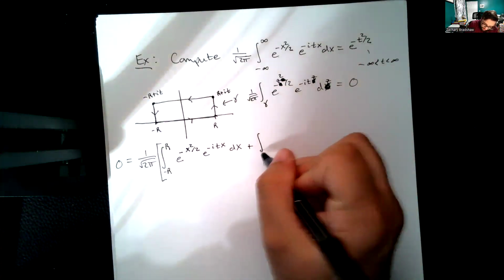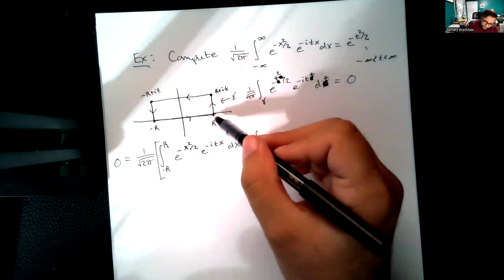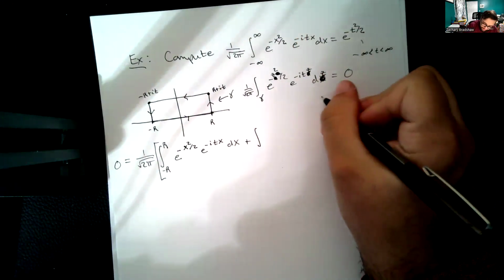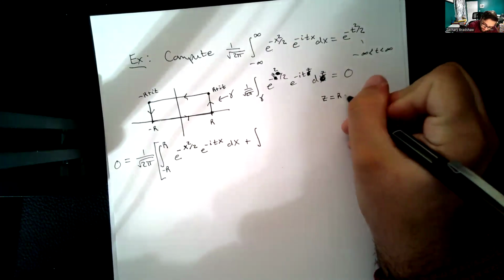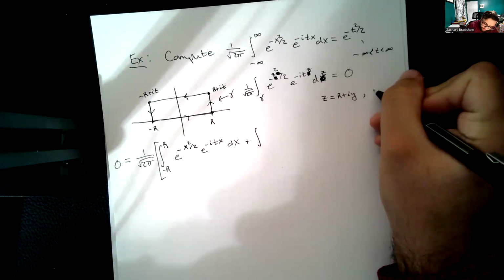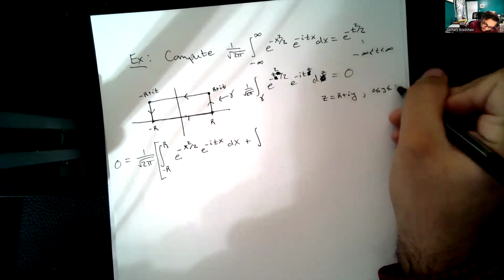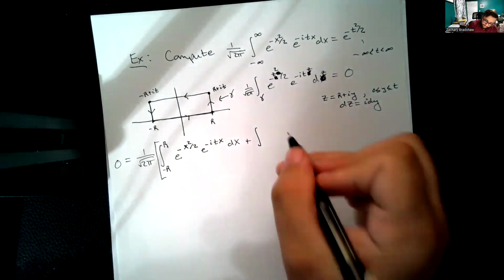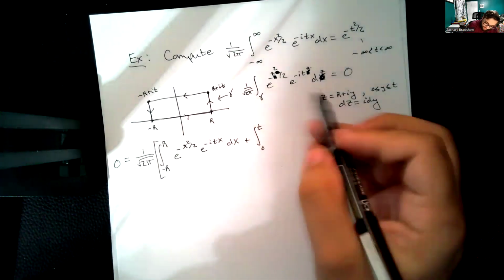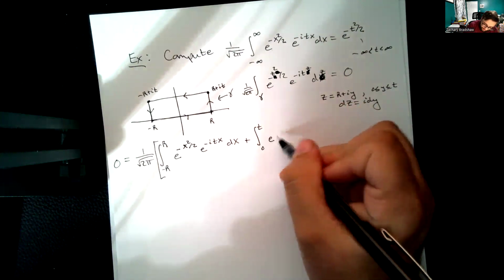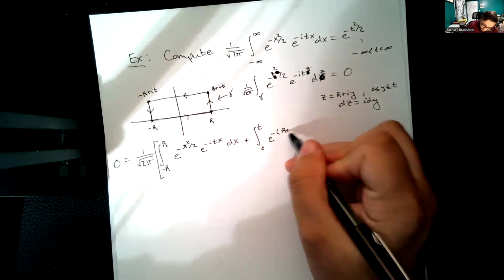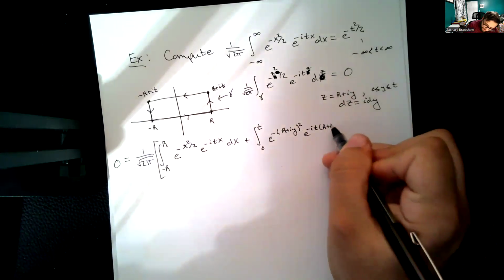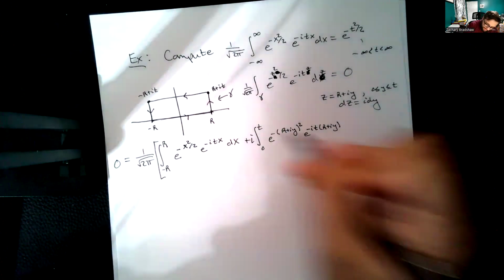Plus, and now I need the integral from r to r plus it along this vertical line. Well, we can parameterize that as follows. We can write z equals r plus iy and let y go from 0 to t. Then dz is i dy. And so now we're going from 0 to t, and this becomes e to the minus (r plus iy) squared, e to the minus it (r plus iy), and now dz is i dy.